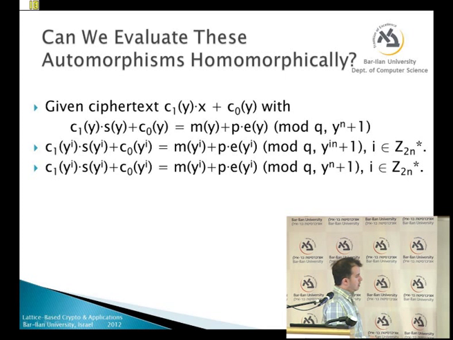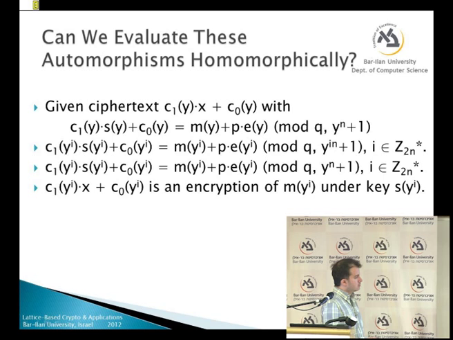So we have this new equation that looks like a normal decryption operation, except it has these Y to the I's in it. We can view this as our new ciphertext, and we reduce it modulo Y to the n plus 1. Some of the powers increase and you have to reduce them back. But the ciphertext is an encryption of the original message, at Y to the I, under this strange secret key, which has a Y to the I in it.